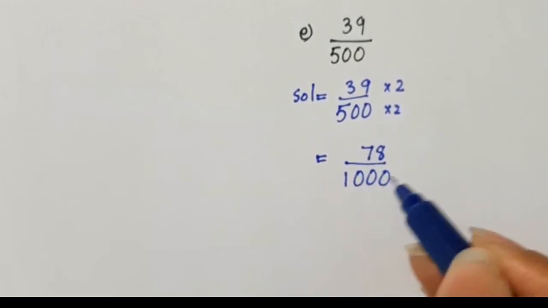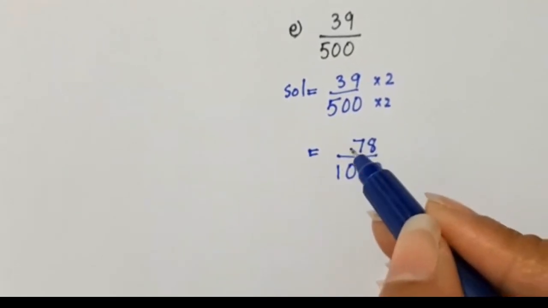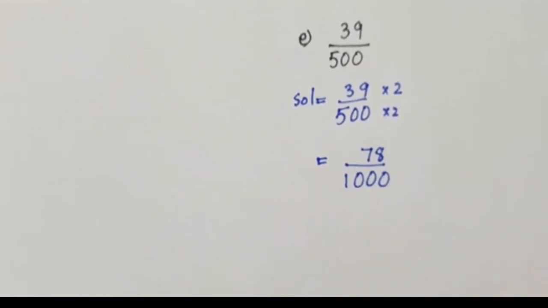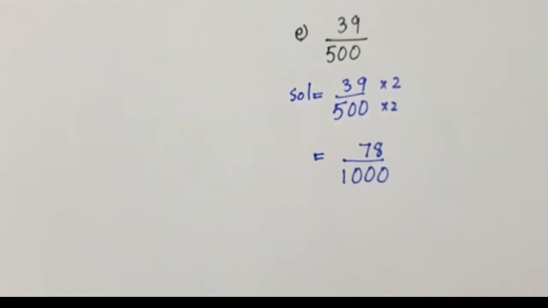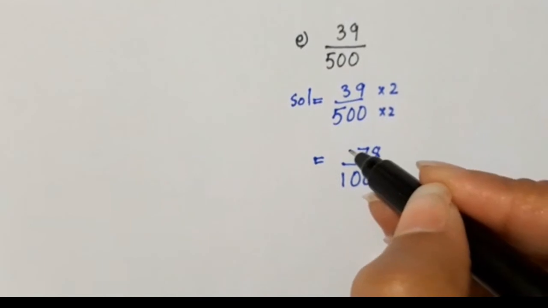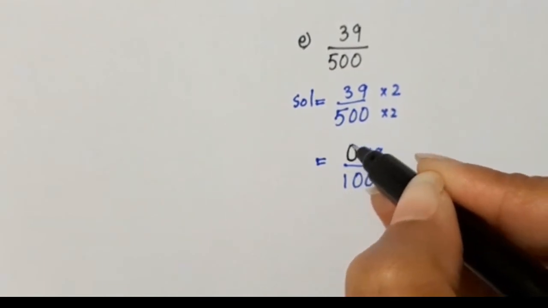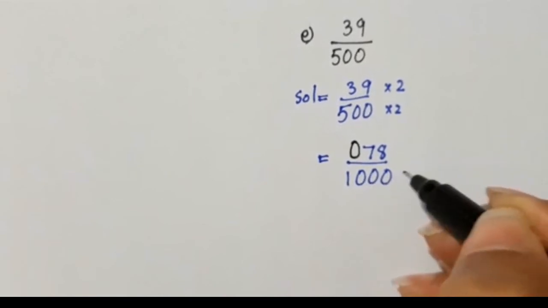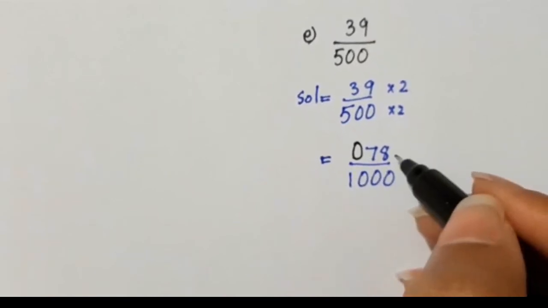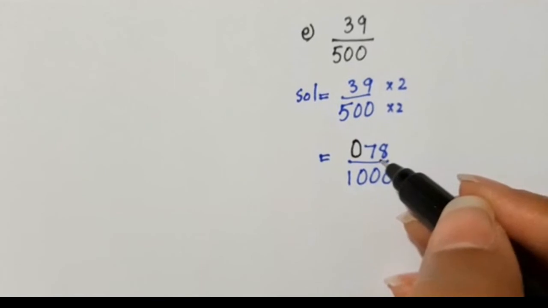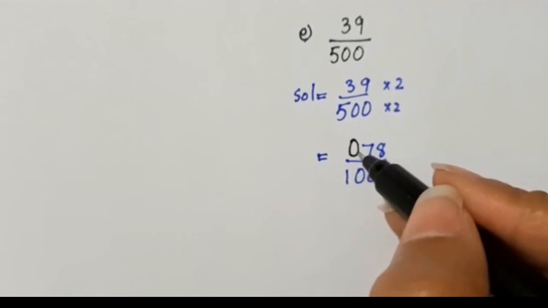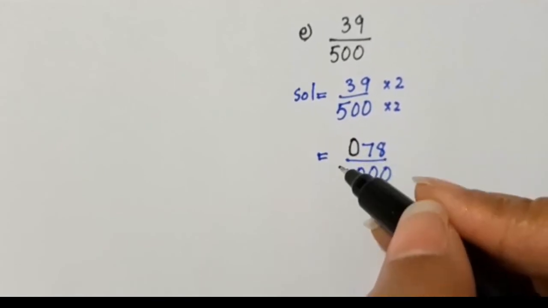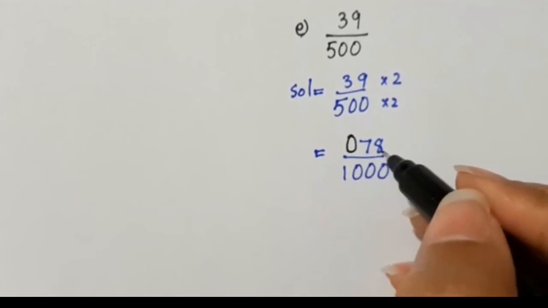Now let's see, there are 3 zeros but there are only 2 digits above. So what I have to do? I have to add a 0 over here. And you can see I am adding the 0 in a different color. So there are now 3 digits in the numerator and 3 zeros in the denominator. 078 means 78. Okay. If I write 0 here, it does not change its value.